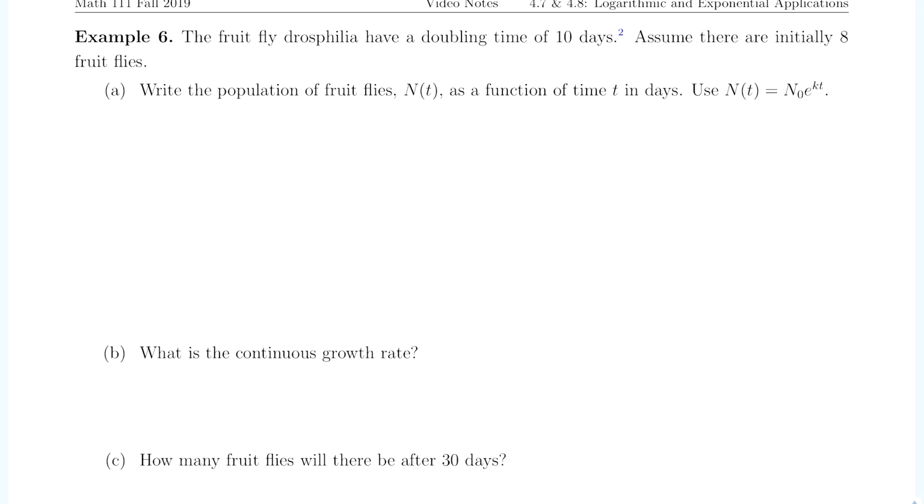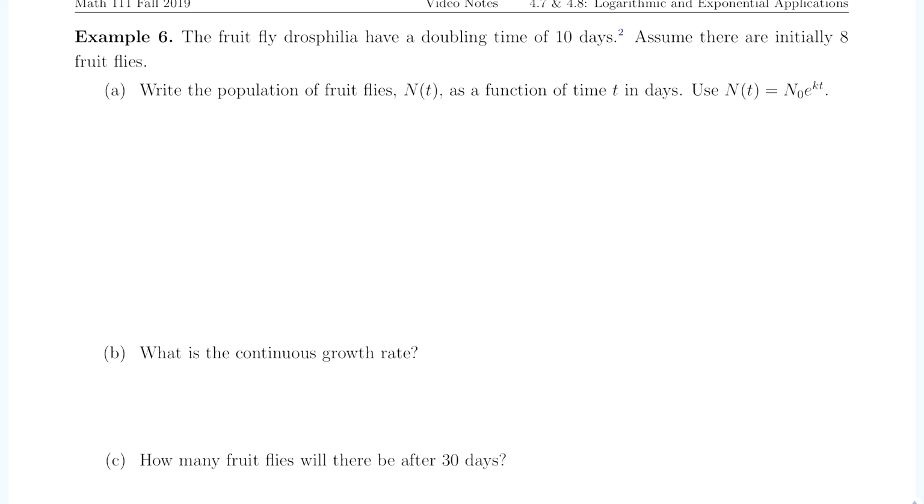In the last video, we were given the population growth function of a bacteria. Now in this example, we are not given that function, but we are given enough information to find that function. So in this case, this example 6, we are looking at the fruit fly Drosophila, and it has a doubling time of 10 days. Now if you assume there are initially 8 fruit flies, we have enough information to find our function model.